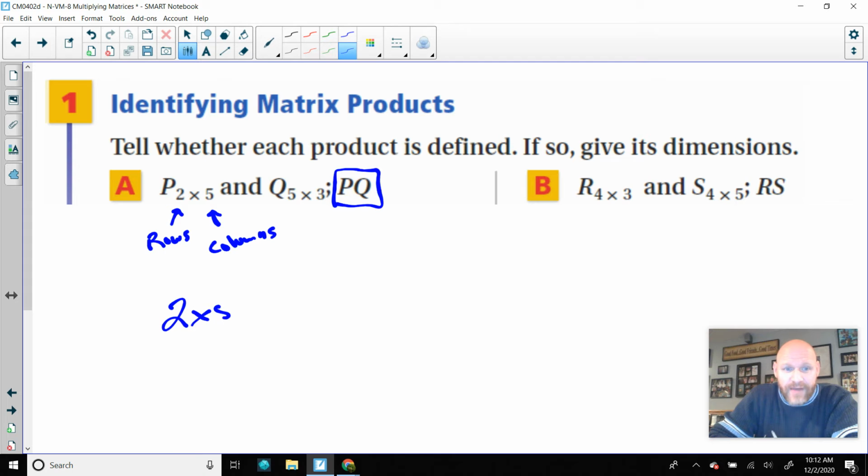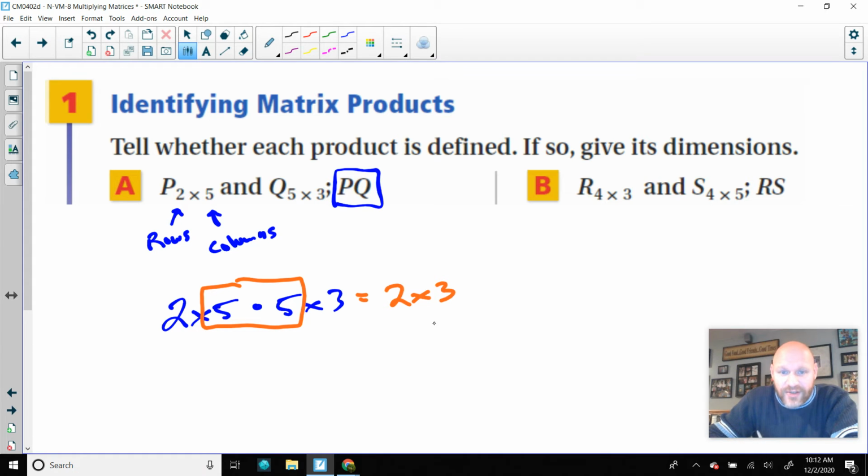If P is a 2 by 5 times Q, which is a 5 by 3, the numbers in the middle do match. There, I've got 2 5s. And so our answer matrix will be a 2 by 3. I should use an X. Our answer matrix will be a 2 by 3 matrix. So those are the dimensions of the answer. So when you multiply a 2 by 5 to a 5 by 3, it reduces down to a 2 by 3 matrix. That's how that works. And yes, it is possible.